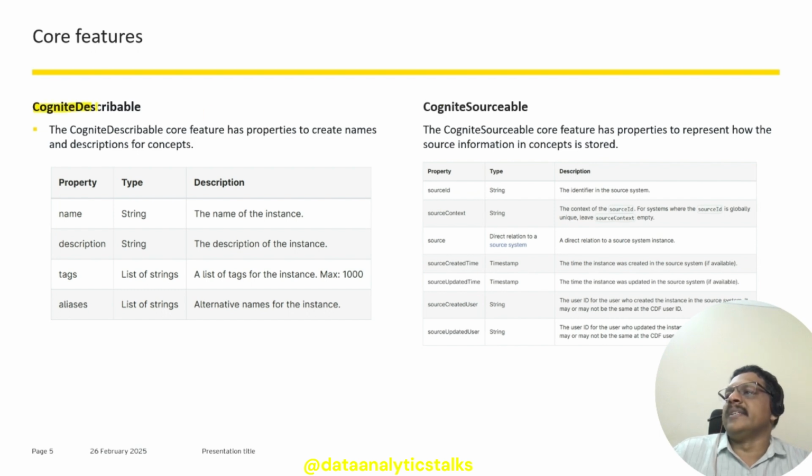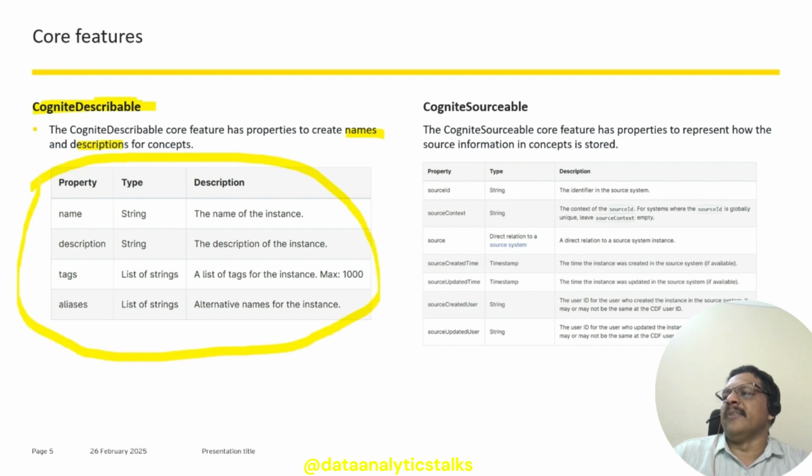So I mentioned Cognite describable. What's Cognite describable? Cognite describable is a core feature, has properties to create names, descriptions. So this is basically the Cognite describable interface: it has name property, description property, tag property and aliases, and has the types also.